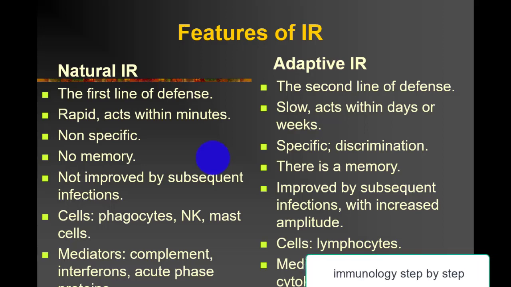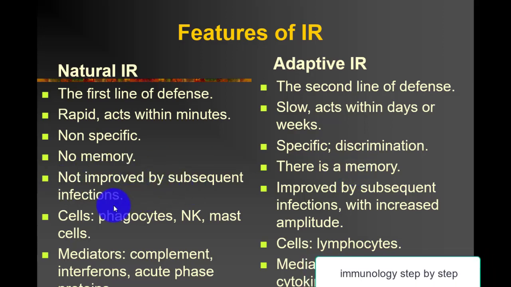The natural immune response is non-specific, while the adaptive immune response is specific and can discriminate. There is no memory in the natural immune response. There is memory in the adaptive immune response, which is not improved by subsequent infection in the natural response, whereas the adaptive response is improved by subsequent infection, with increased amplitude of cells.